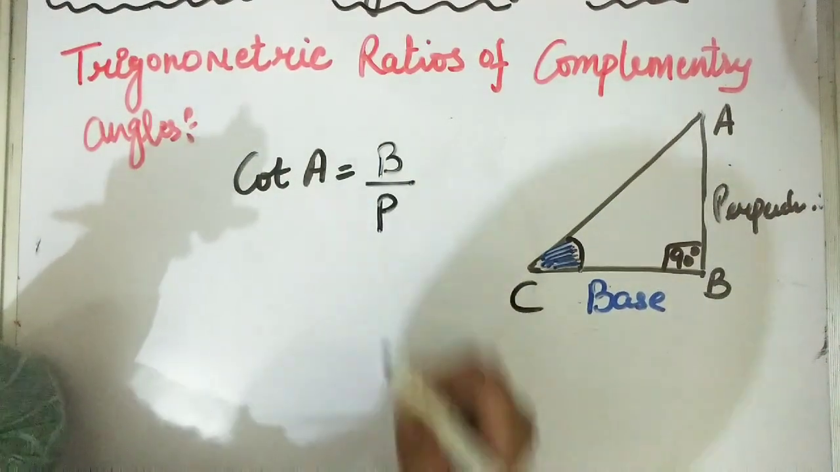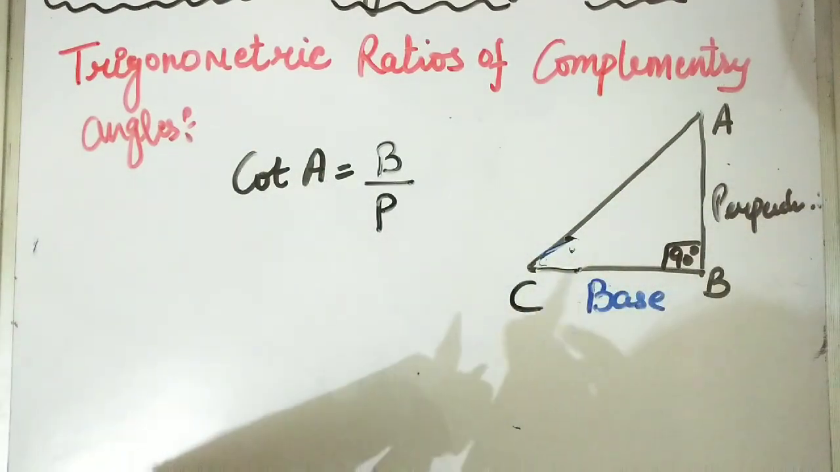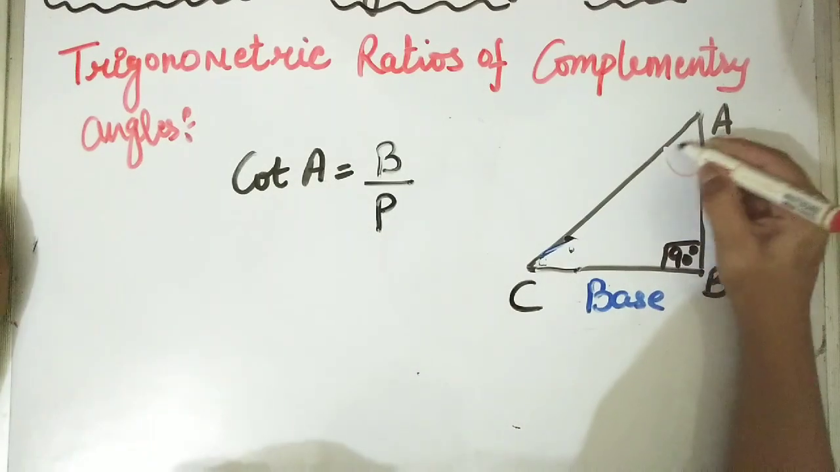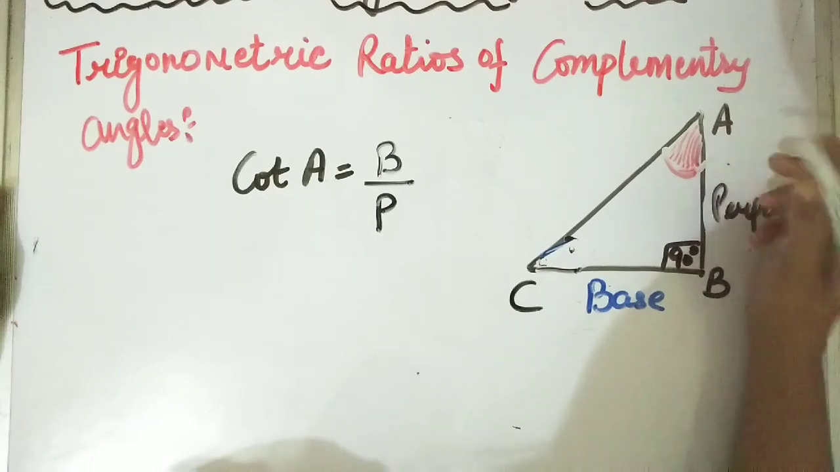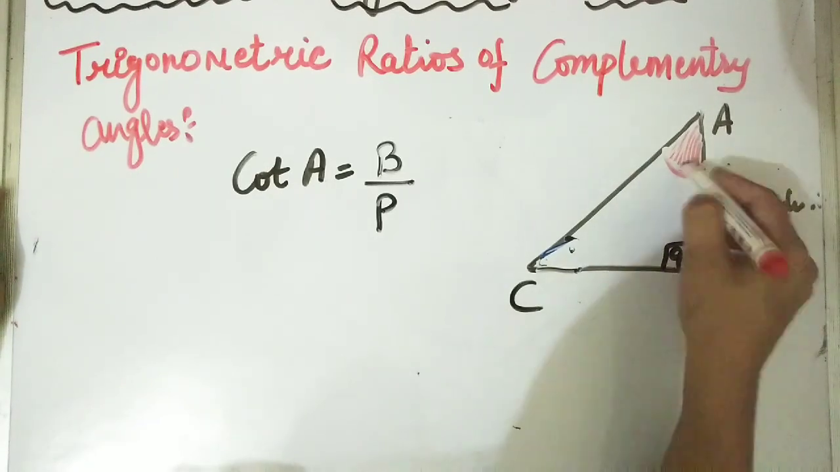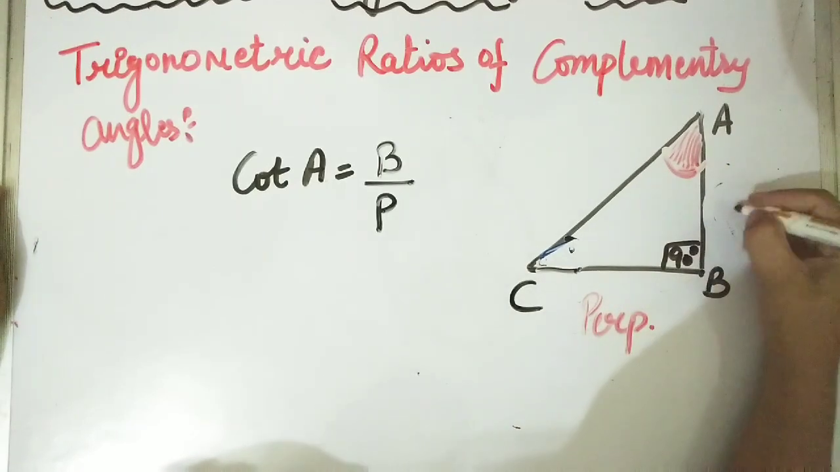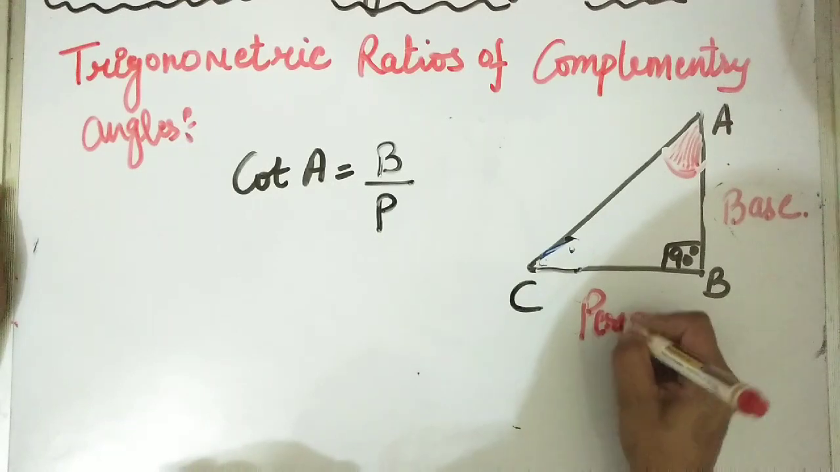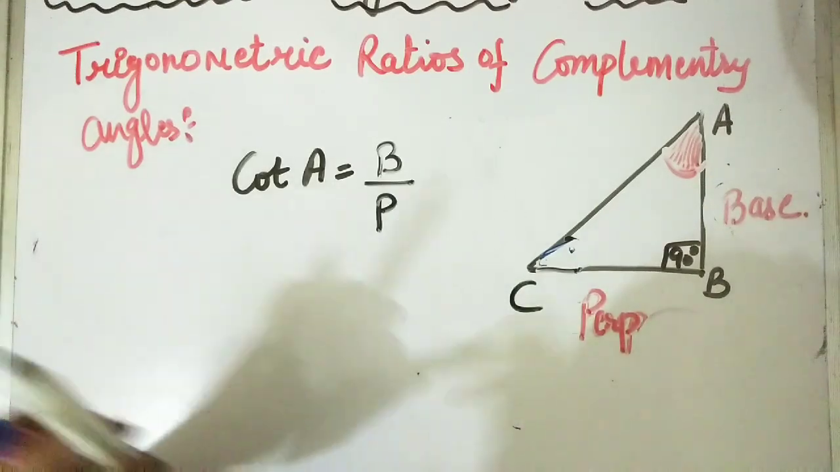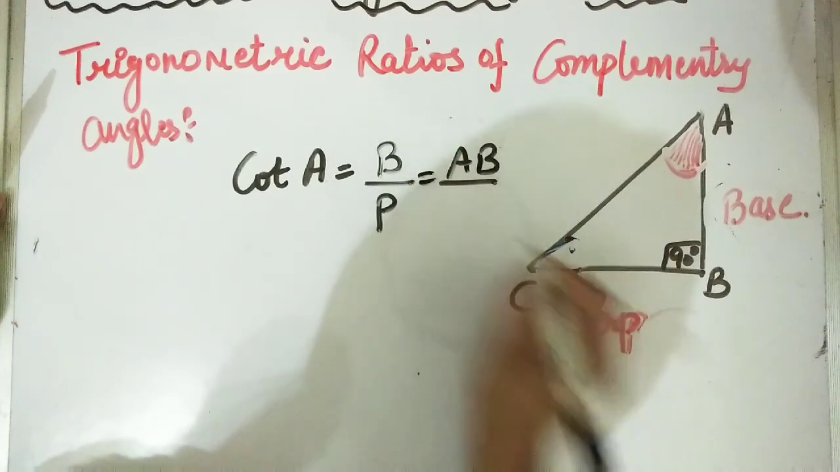This is perpendicular upon base, but the problem here is that if you are taking angle A as your main angle, this is your angle A, right? And just opposite to this angle is the perpendicular, and this line is the base, right? So beta, here what is your base? Base is AB and what is your perpendicular?